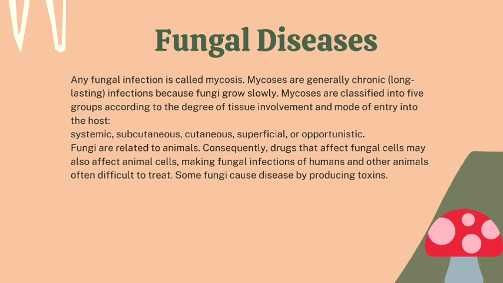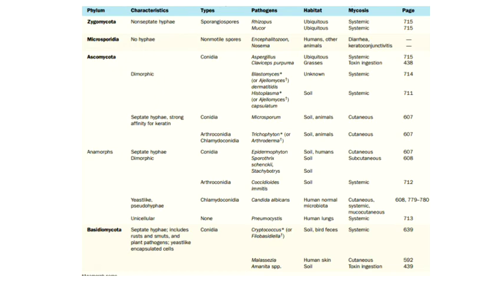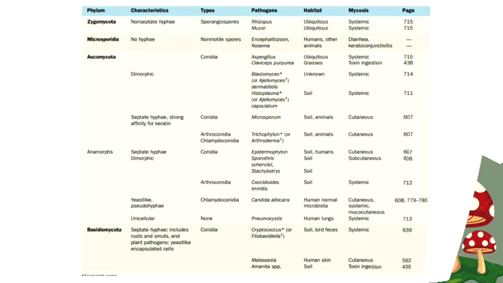Fungi are related to animals. Consequently, drugs that affect fungal cells may also affect animal cells, making fungal infections of humans and other animals often difficult to treat. Some fungi cause diseases by producing toxins. Attached here is a picture of the characteristics of some pathogenic fungi.